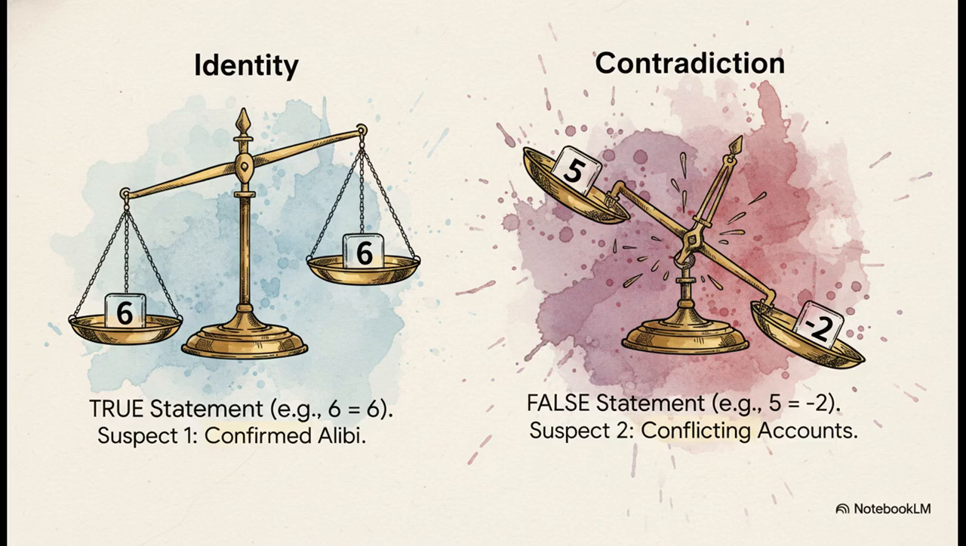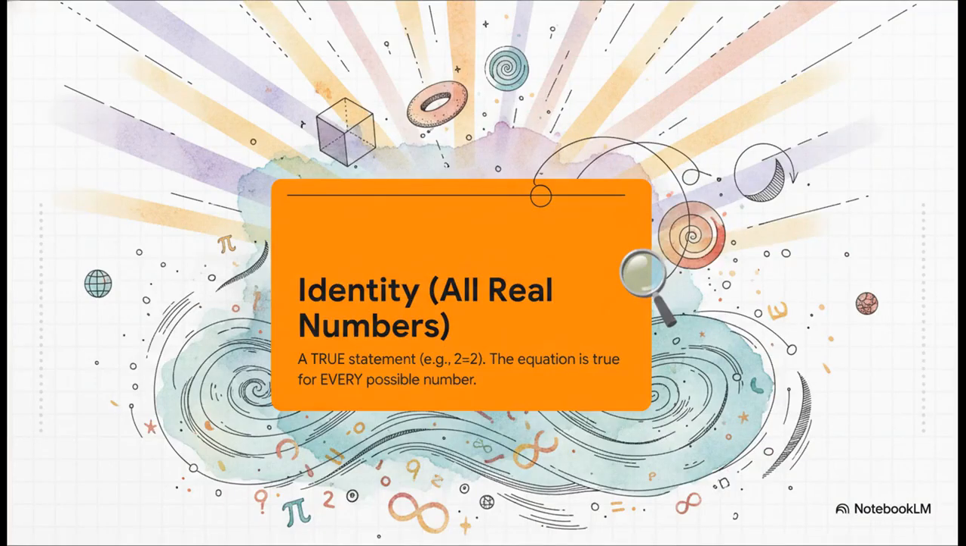On one hand, you might end up with a statement that is just obviously 100% true. Something like 6 equals 6. In the math world, we call this an identity. On the other hand, you could end up with something that is completely, totally false, like 5 equals -2. That, my friends, is a contradiction. So let's break down the identity.